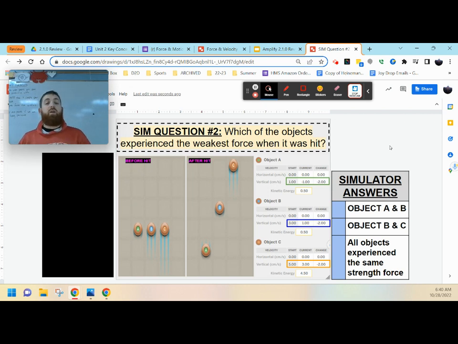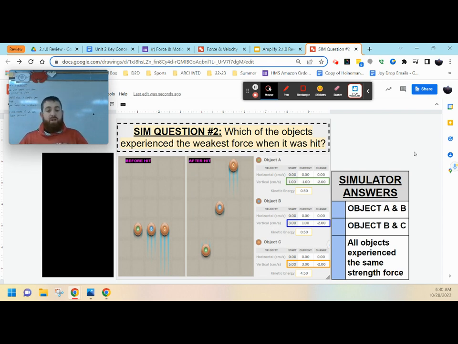Hey everyone, Mr. Regan here, and today we're looking at our last sim question, number 2, looking at which of the objects experienced the weakest force when it was hit. We have our 3 objects A, B, and C before they were hit, and we have our 3 objects after they were hit. And we're looking to decide, did objects A and B experience the weakest force? Did objects B and C experience the weakest force? Or did all of the objects experience the same strength force?